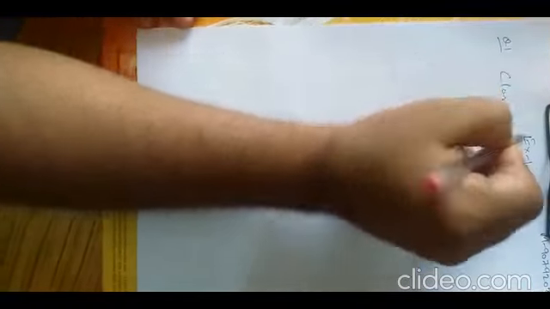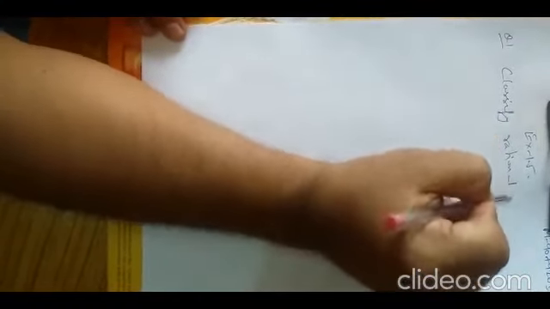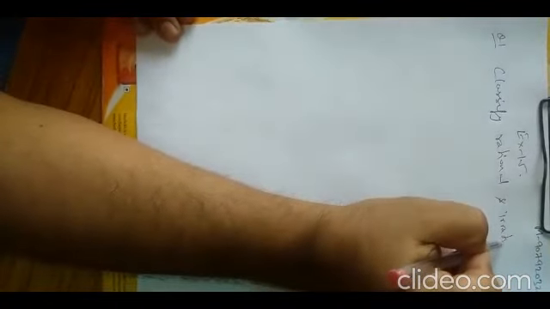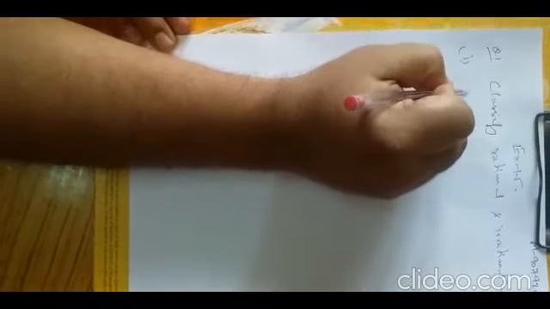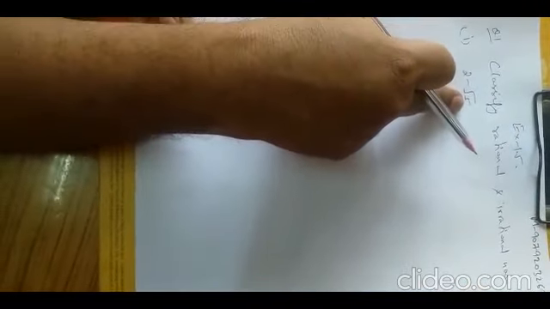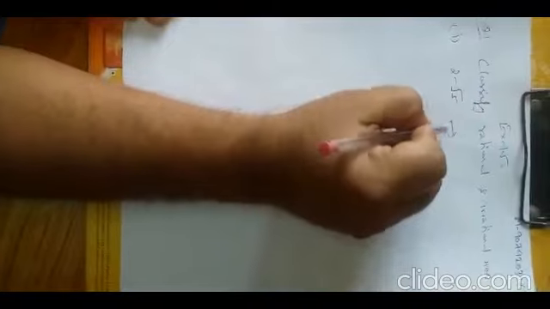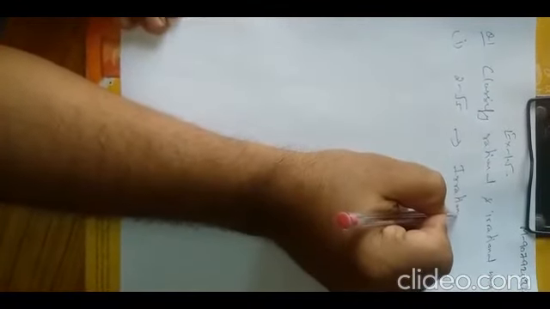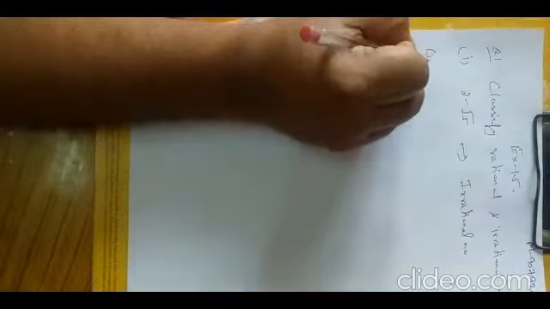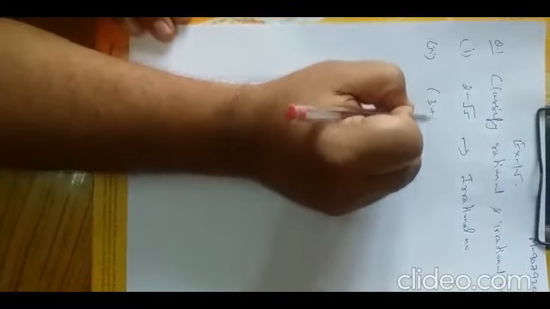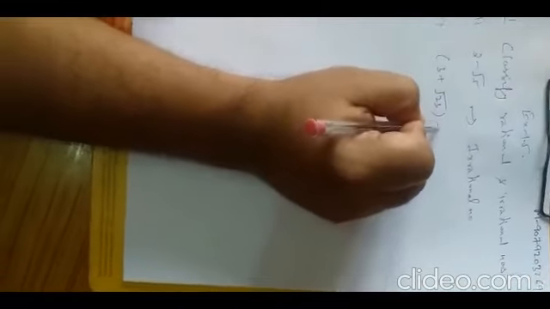Now, exercise 1.5, question number first. Classify rational and irrational numbers. Question number first part, 2 minus root 5. Here you see that 2 is rational and root 5 is irrational. So their subtraction is always an irrational number.